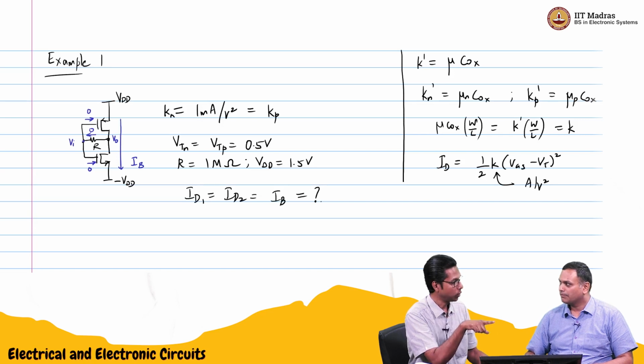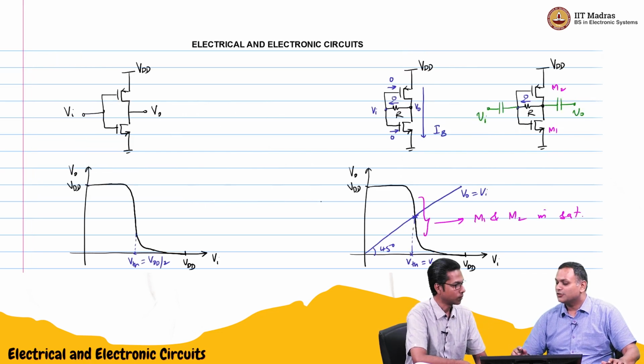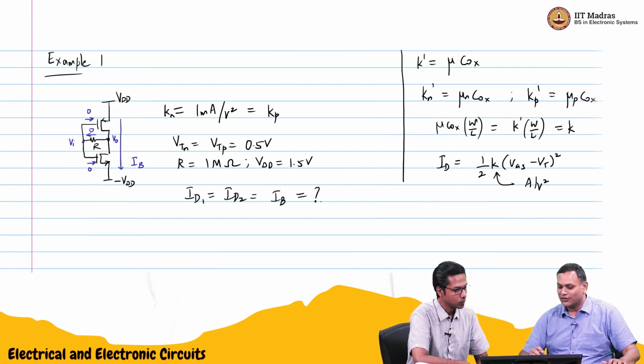Anyway, now we know both are in saturation. So that we just discussed just now. Correct, that's symmetric. Just one thing: because your supplies are minus VDD and VDD, the curve will shift.